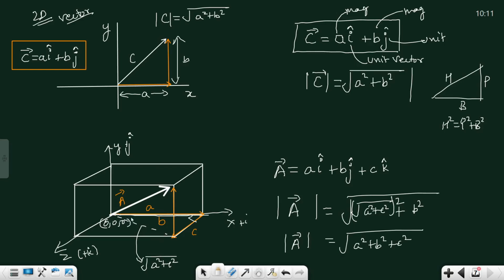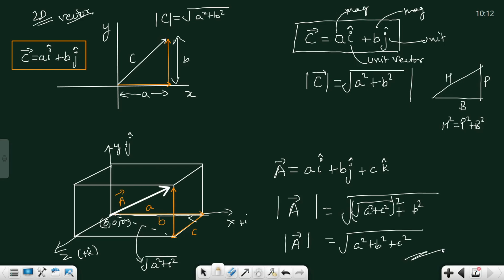This is the face diagonal. This is A, this is C. So in this triangle, the length of this hypotenuse, or face diagonal, will be the square root of A square plus C square. This one is B. So in this triangle, the magnitude of this vector will be the square root of this face diagonal square plus this B square. So the answer will be this. Is it clear?